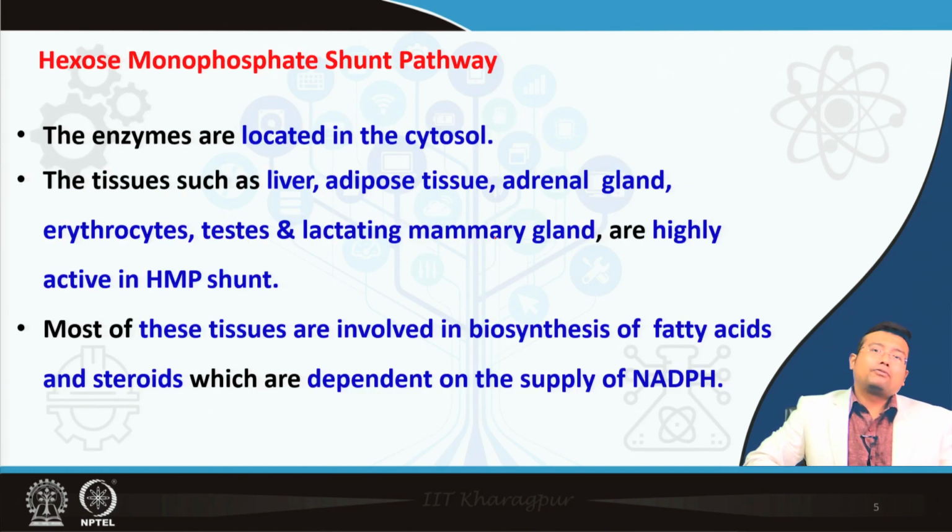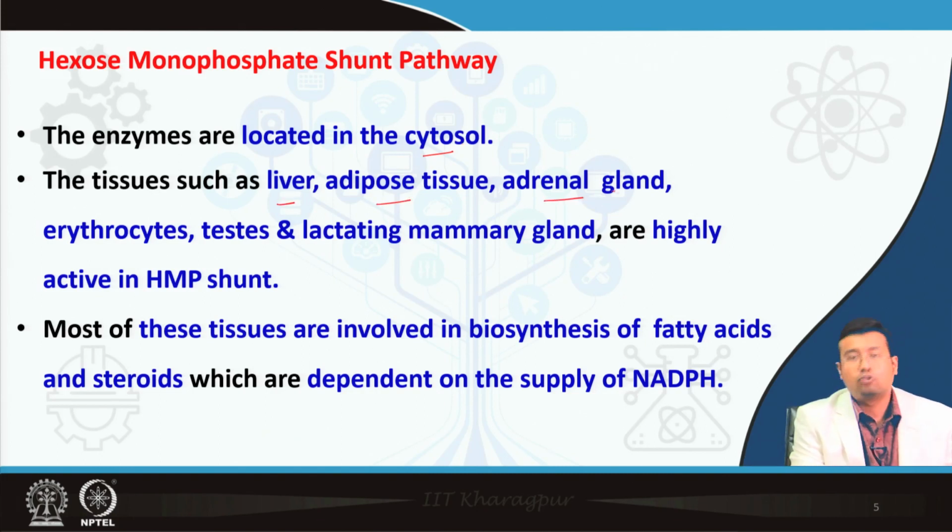Regarding the location of HMP shunt, hexose monophosphate shunt, I may abbreviate as HMP, it is located in the cytosol, meaning the enzymes for HMP shunt are present in the cytoplasm. Okay. And what are the tissues that are rich in or utilize HMP shunt? Liver, fat cell or adipose tissue, suprarenal gland or adrenal gland, RBC, testis, lactating mammary gland, they are highly active in HMP shunt. How will this information help you?